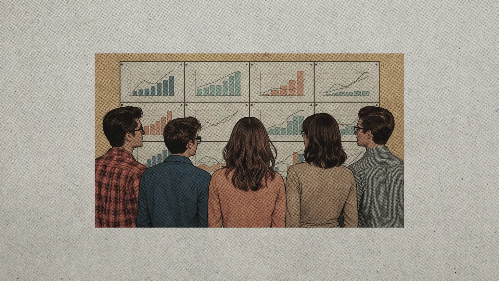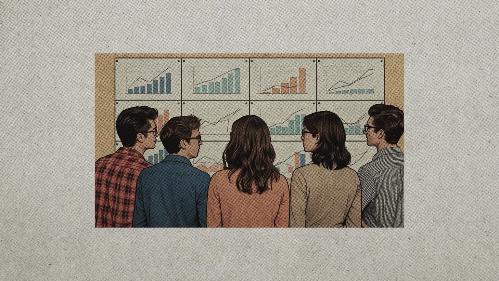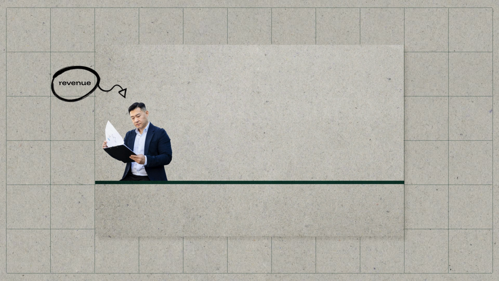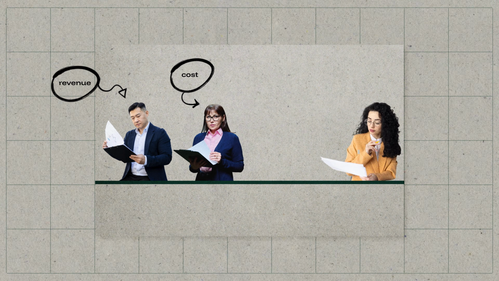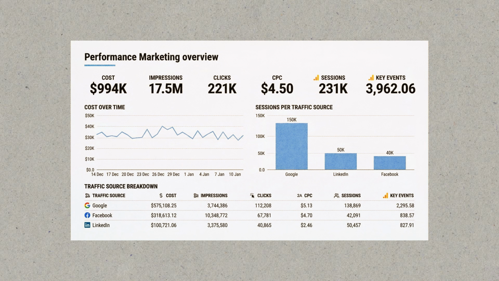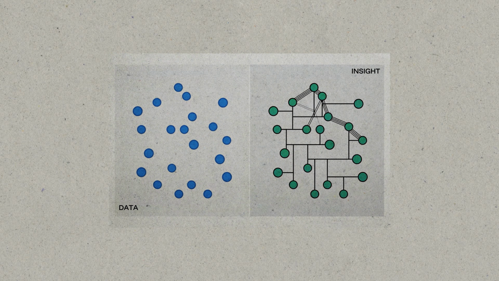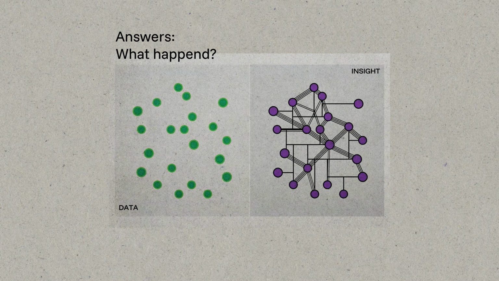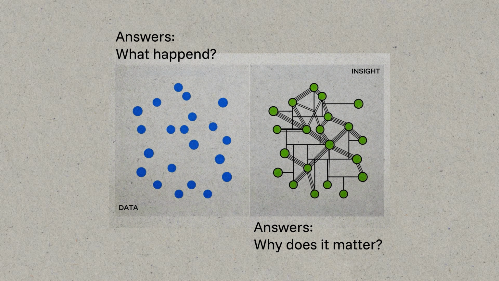The clarity gap. Here is what happens in most marketing teams. Campaigns run, data accumulates, reports get generated, everyone looks at the same numbers and charts, but nobody agrees on what they mean. Your CEO looks at the report and sees revenue, your CFO sees cost, sales sees pipeline, marketing team sees engagement. Same report, different interpretations. Why? Because the report shows data, not insights. It answers what happened, but does not answer why does it matter, what should we do about it.